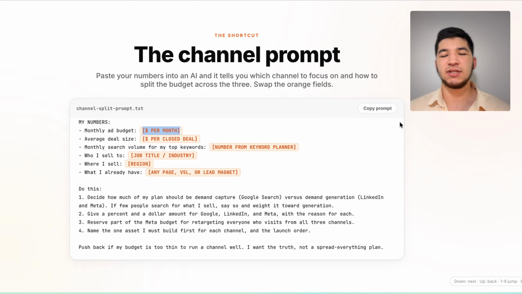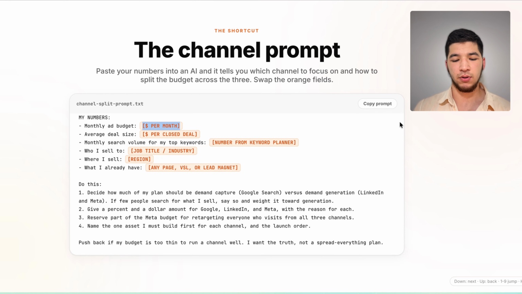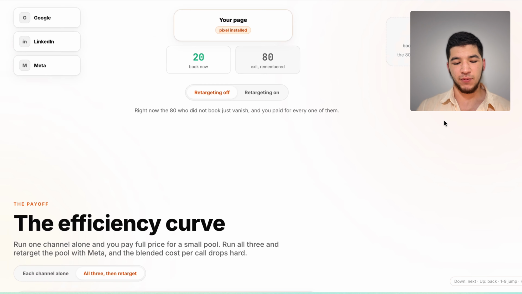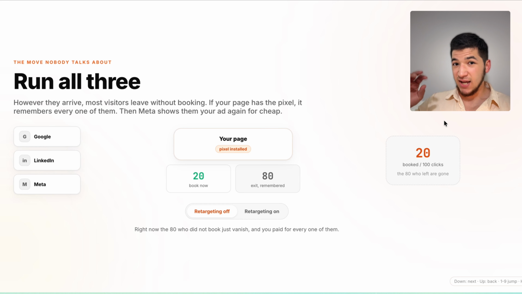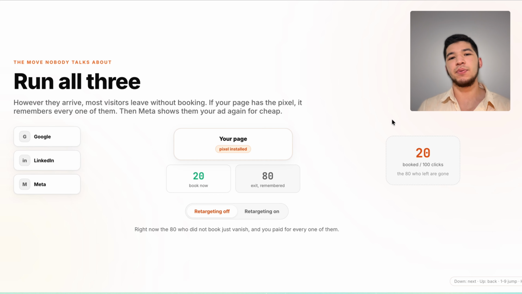But now I'm going to talk about something that almost nobody talks about in this space, which is mixing all three, right? And how you should do that. And so what will happen is that you will run Google ads and you will have people visiting your page. You will run LinkedIn ads and you will have people visiting your page. Same with Meta, people visiting your page, maybe opting in, maybe browsing around. And some of those people will book, let's say 20% will book. 100 people came in, 20 booked a call or opted in. There are 80 people who were interested, but for some reason they didn't book.